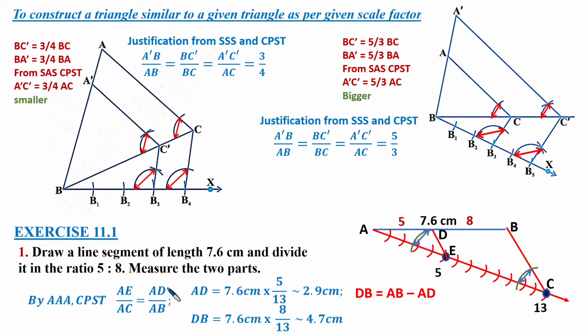So AD is AB times AE by AC. So I just substitute. AB is 7.6 centimeter given here, and AE is 5, and AC is 13. There is no unit here. You have arbitrarily drawn this to just simply get the ratios. So now you get AD is equal to 2.9 centimeter, then 7.6 minus 2.9, you get 4.7. Or you use this formula and get it. So here we see that this distance DB is nothing but AB minus AD.